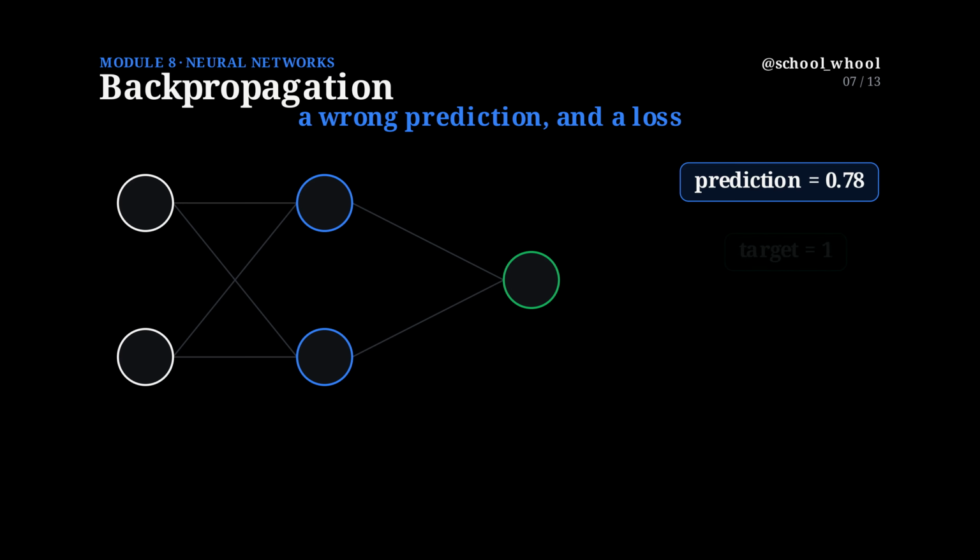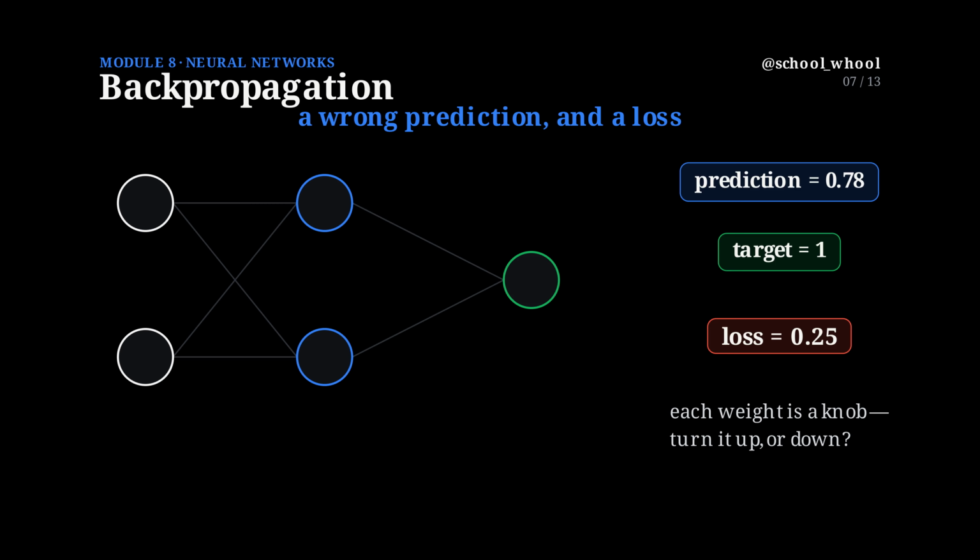Here's where we are. Our little network predicted 0.78, but the true answer was 1. The loss function turned that gap into a single number, a loss of 0.25. Our job is to make that number smaller. Every connection in the network has a weight. Think of each as a knob we can turn. Which way should each knob go?